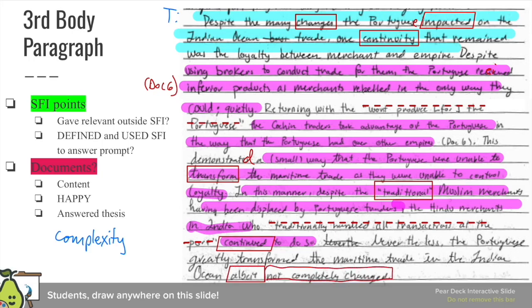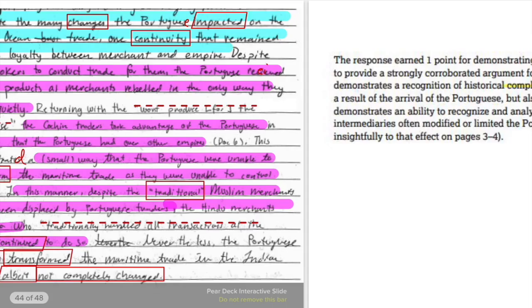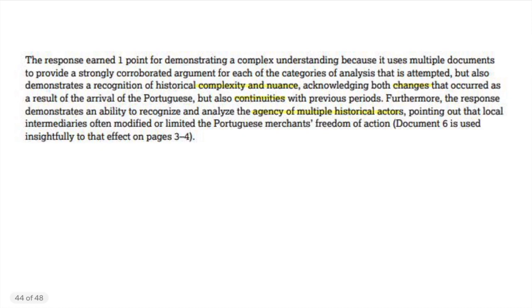So that is complexity. Did they use documents? Yes, they gave content for document 6. Didn't really use HIP, but they did use it to answer their thesis of what stayed the same. So we can add that complexity point. So that's a 7 out of 8, and then add that grammar point for an 8 out of 8, 99 out of 99. So let's see what the College Board said about that paragraph.